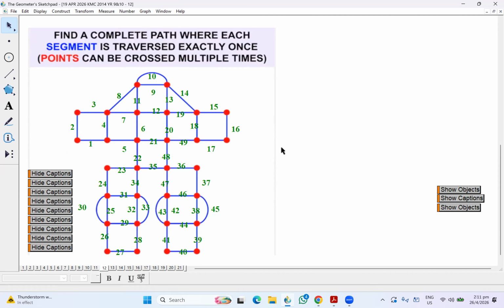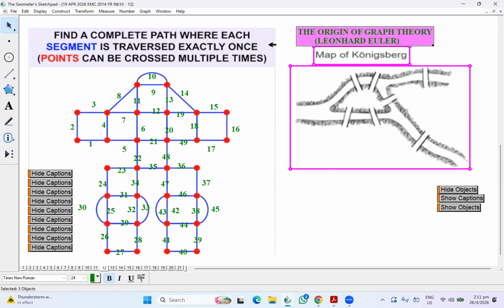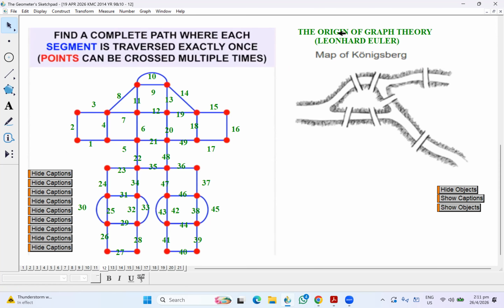origin of graph theory. The mathematician who discovered or invented graph theory is Leonhard Euler. What made him discover it is the map of Königsberg. Königsberg is a town in Prussia. Now the name has changed already.